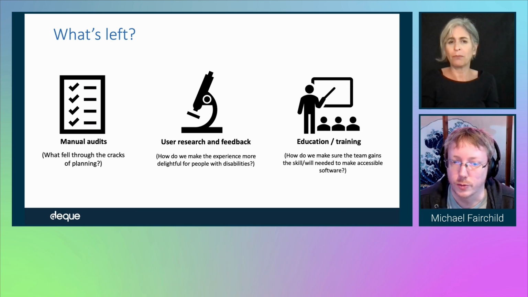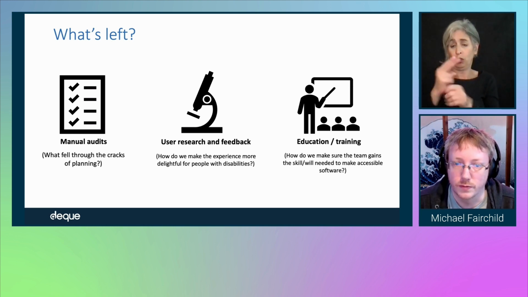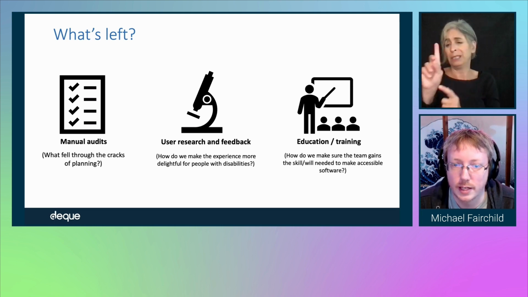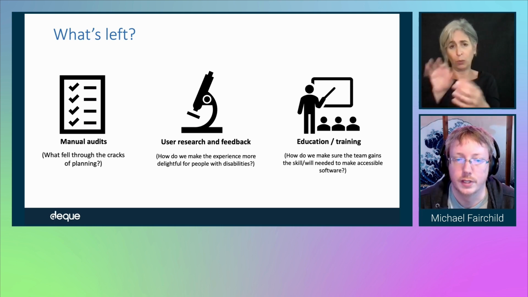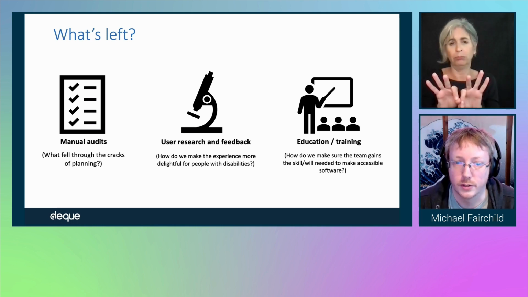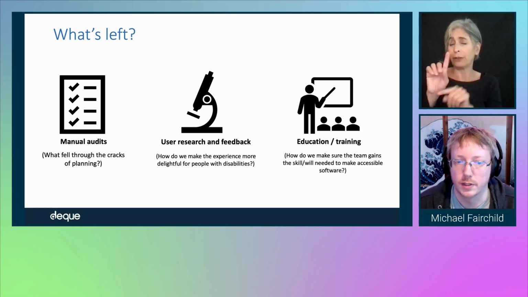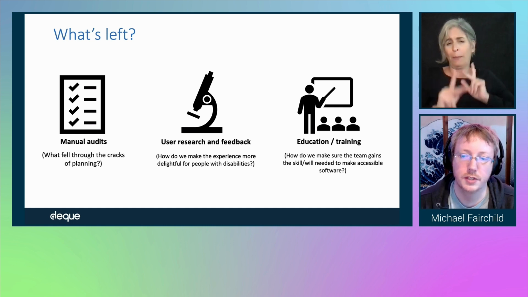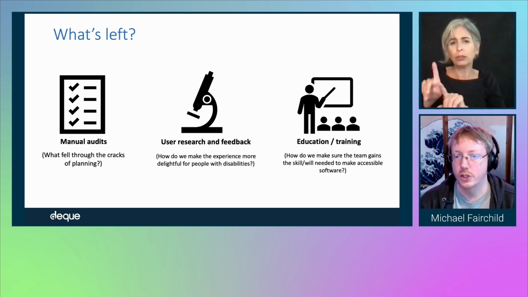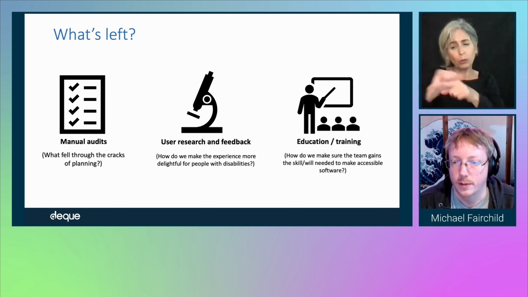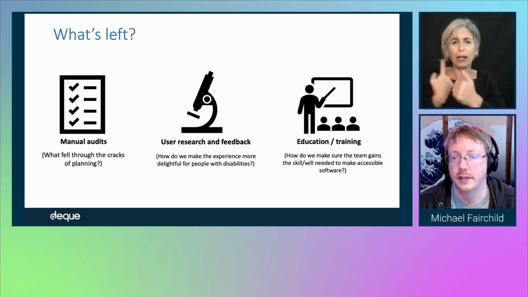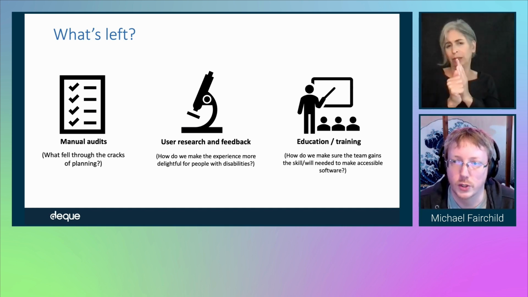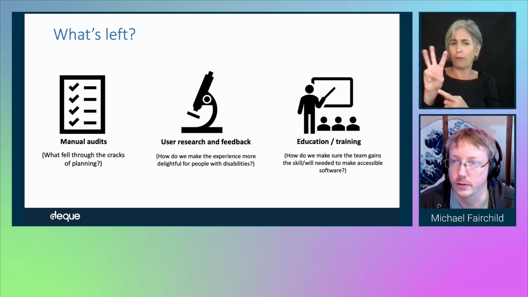We need to be doing user research and getting end user feedback. We need to include people with disabilities in that research and that feedback, because we need to really try to answer this question: how do we make the experience more delightful for people with disabilities? We also need to lean on education and training. How do we make sure that teams gain the skill and will needed to make accessible software? Education and training can do a lot to address those concerns.